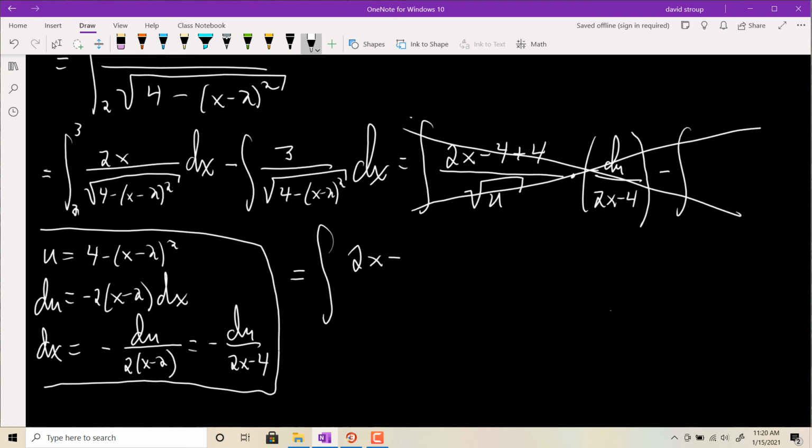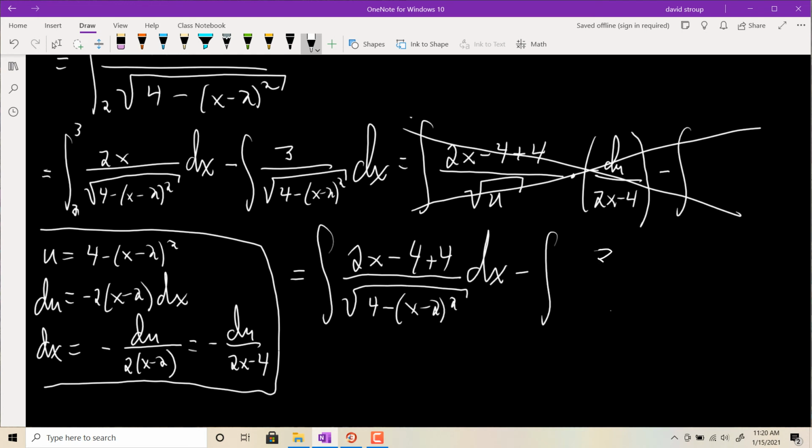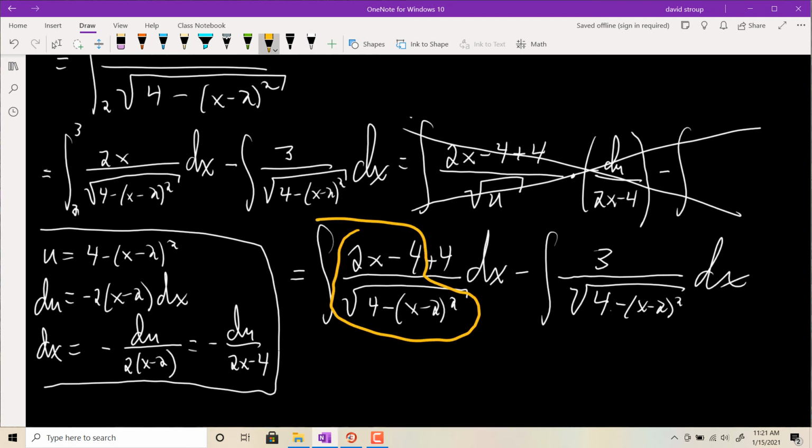You want to go minus 4 plus 4 all over the square root of 4 minus (x minus 2) squared. I apologize, this is really snowballing now. Minus the integral of, don't worry, I'm not going to put this one on the test, 3 all over the square root of 4 minus (x minus 2) squared dx. You can then bifurcate or butterfly this thing to get that cancellation when you do a u sub, and then this other part you can add in to this integral over here.